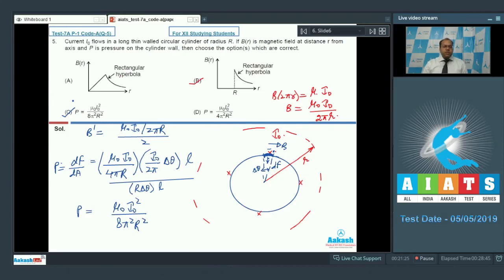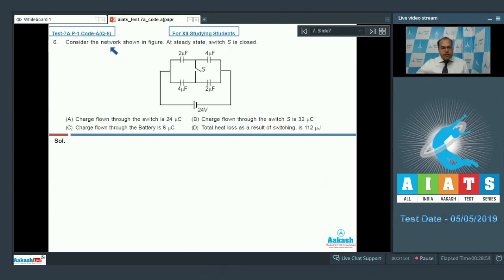Let's move to question number 6. In question number 6, consider the network shown in the figure. At steady state, switch S is closed. Now we have to check the validity of the given options.